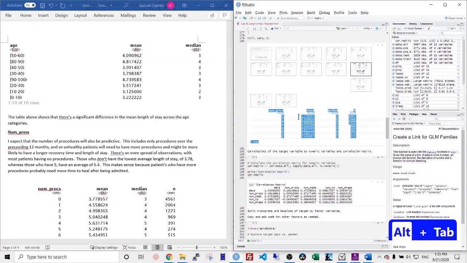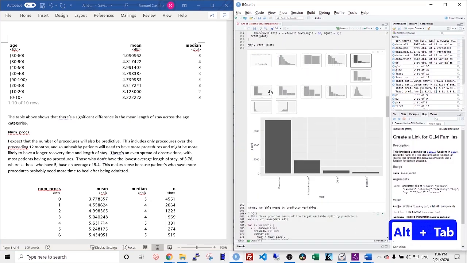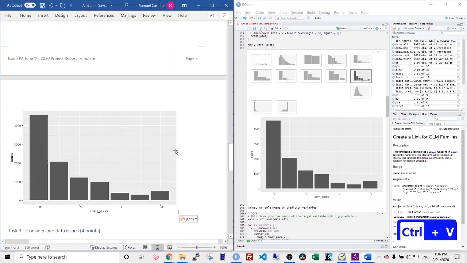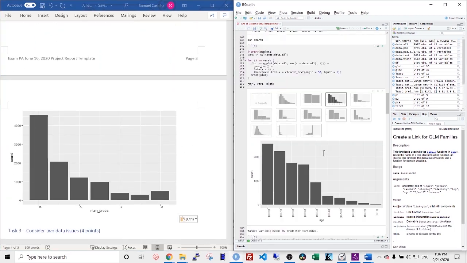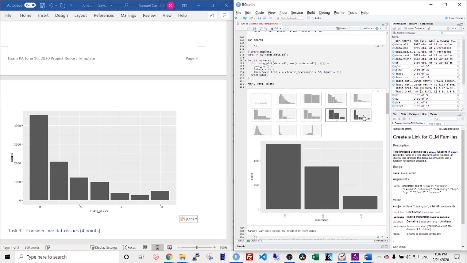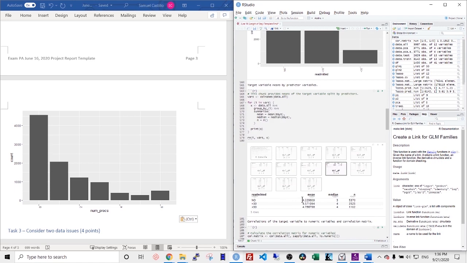I also want to look at some of these graphs. So where's number of procs? There's number of procs. So now I have 2 of the 3 variables, and I just need 1 more. So I've looked at age, race, insulin, readmitted, or num-procs. Let's look at readmitted. 4.2 for patients who were not readmitted previously.